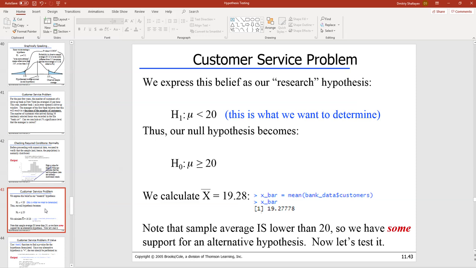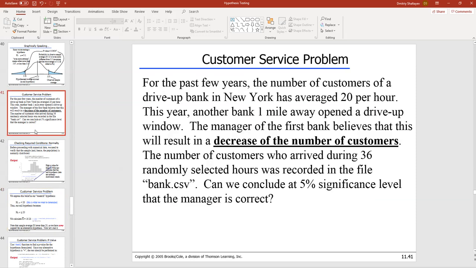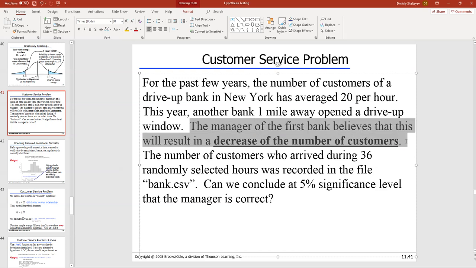So what are we testing? I told you to always look for the challenging statement, the research statement. What is it that we're trying to find out? The manager believes that the opening of the competitor just down the road will result in a decrease in the number of customers from what it was before. And before it was 20 people per hour. That becomes our alternative hypothesis. Your research statement is always the content of your alternative hypothesis.